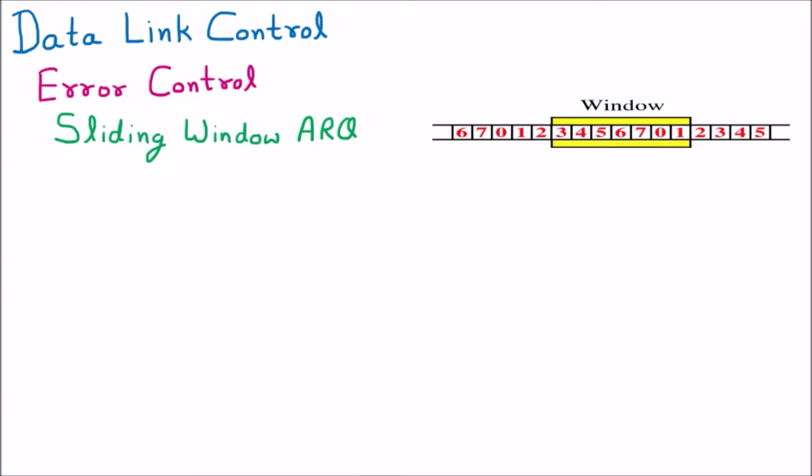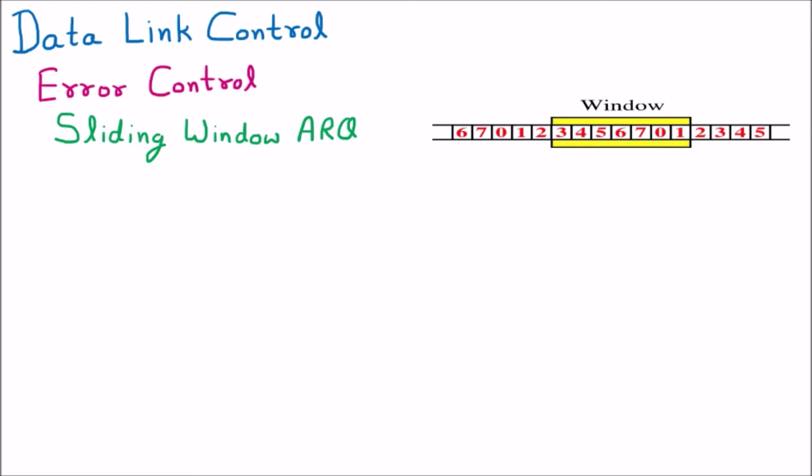Now we are discussing the sliding window ARQ. As the name signifies, sliding window ARQ means automatic repeat request. We know that ARQ is a mechanism which is used for retransmission. Whenever a packet is lost, or corrupted, or not reached to the destination, then ARQ comes into the picture and it retransmits those packets.